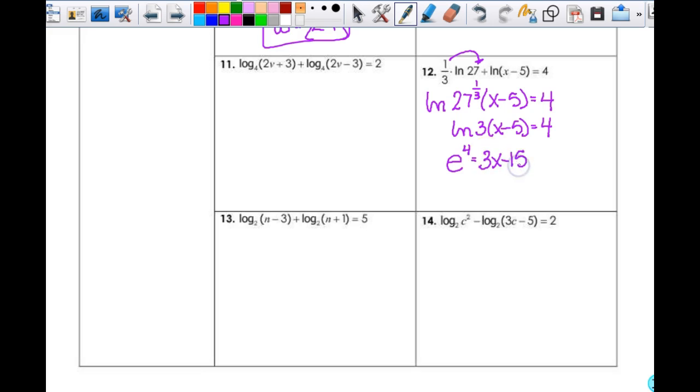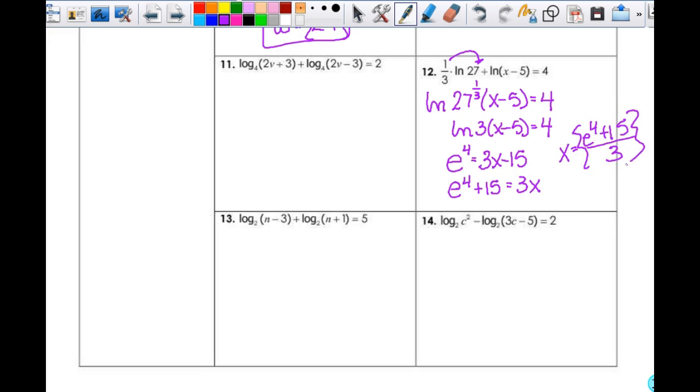Just make sure you're actually, for real, distributing and not just multiplying it times the first thing. I'm trying to get x by itself, so what do I do next? Add 15. So I would get e to the 4th equals 3x, oh, sorry, not equals, plus 15. Oh, and you know what we haven't been doing? Checking for extraneous solutions. We're going to have to back up. Then what do we do? Divide by 3. So x is equal to e to the fourth plus 15 all over 3.